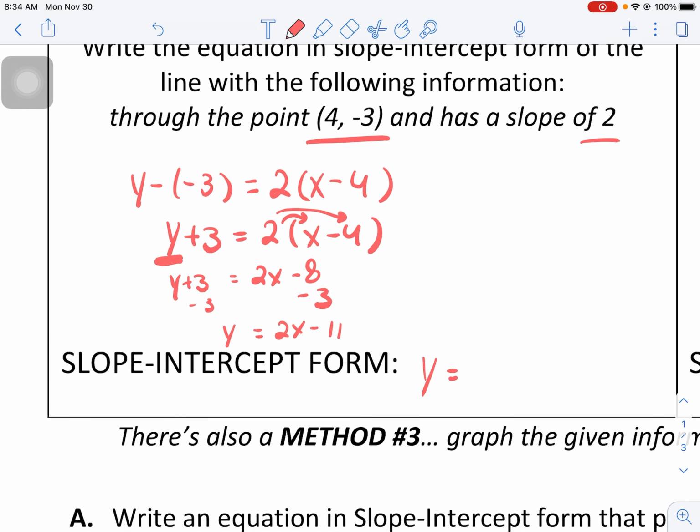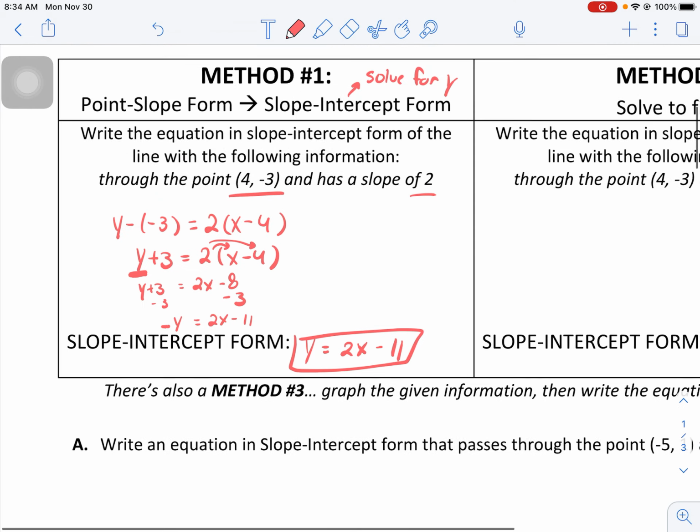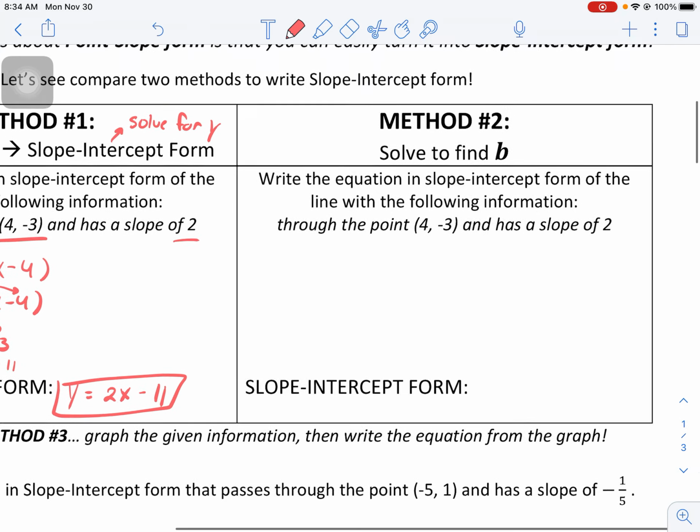And there we are. That is our slope-intercept form. As soon as that y is by itself, then we are good to go. All right? If there was a negative on this y, we would need to divide everything by -1. So things like that would need to happen.